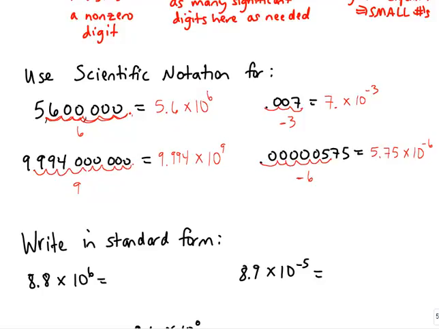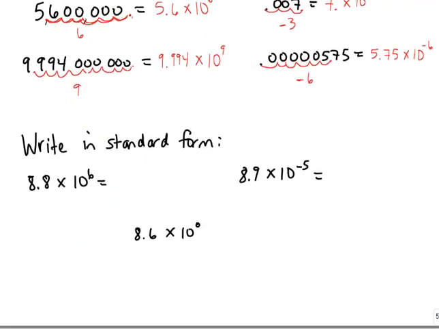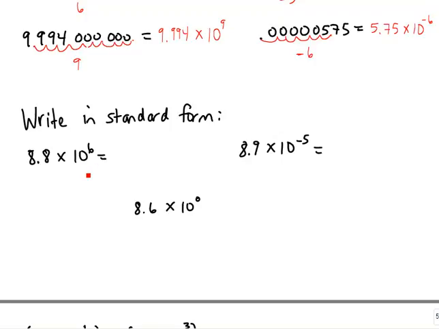Now we are going to go in reverse. We're going to start in scientific notation and write it in standard form. So 8.8 times 10 to the 6th. This is a positive exponent, 6. So we know that this should be a large number. So to make the number get larger, we need to move the decimal to the right. To make it get bigger, we're going to add zeros on to the end. And I need to move the decimal 6 places to the right.